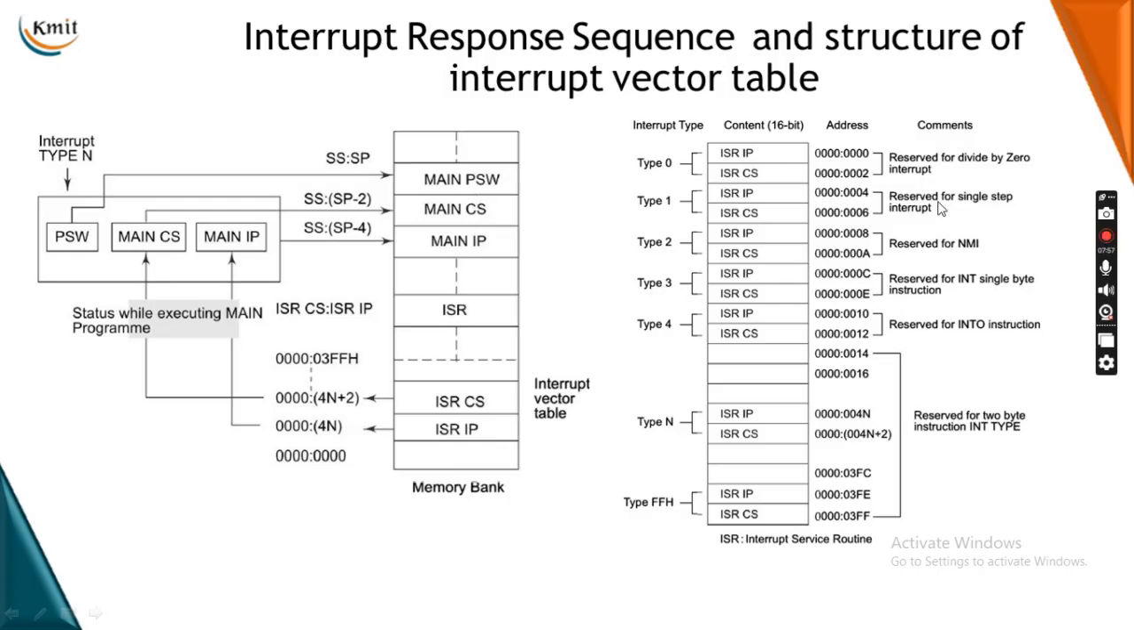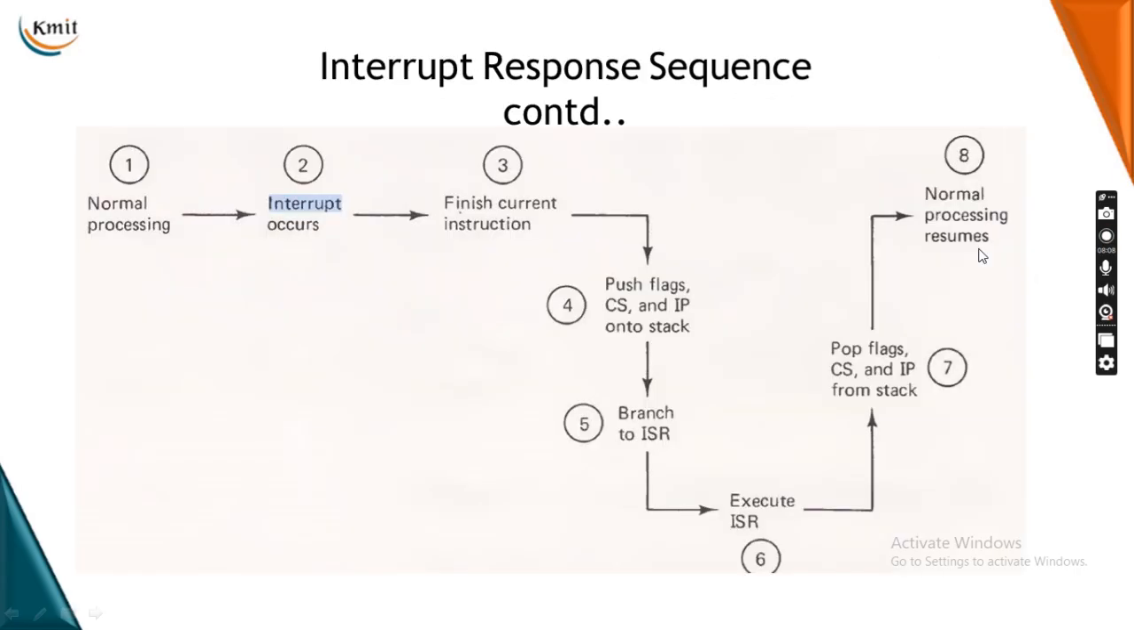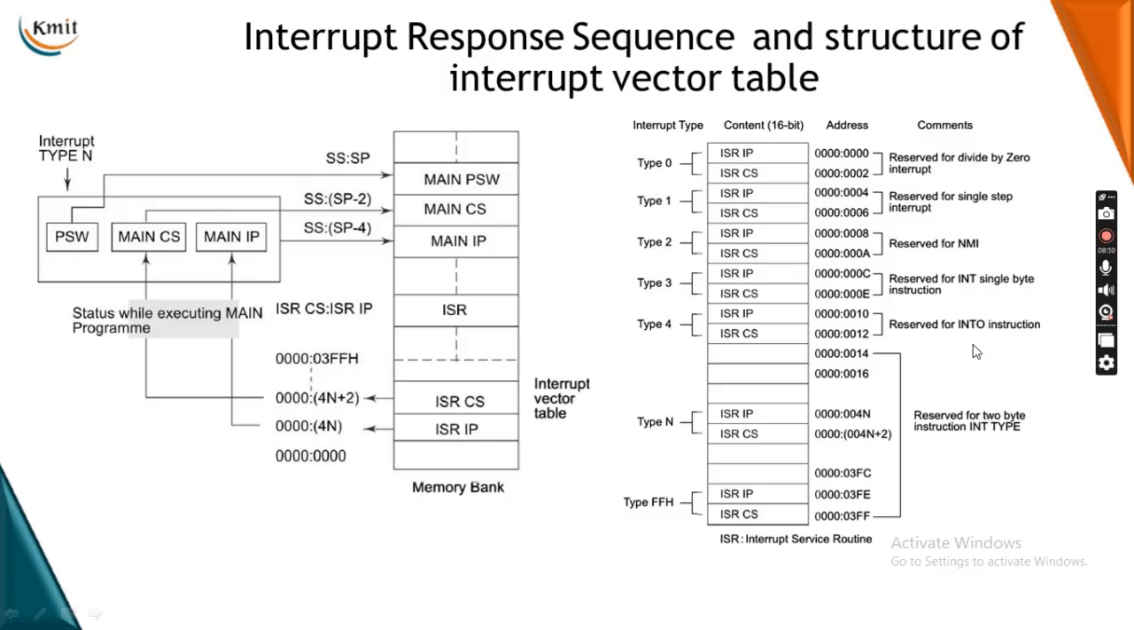As we all know, we have type 0 up to type 255, which is FFH. The first one is divide by 0, then single step, type 2, type 3, type 4, type 5, and next come the interrupt types.